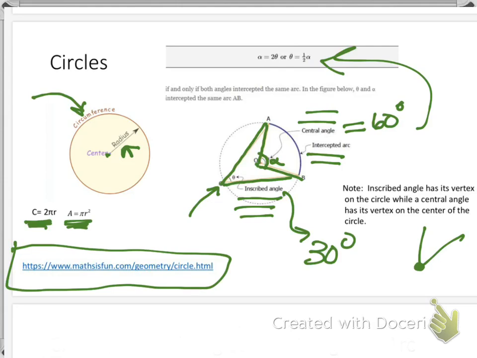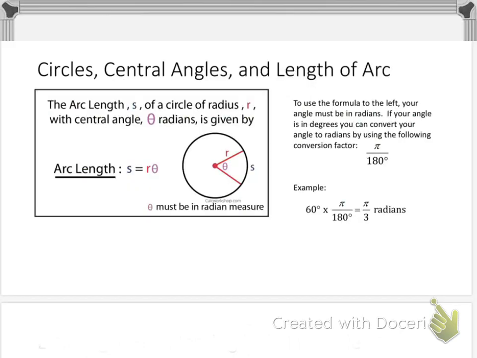Okay, 3 more slides and this is history. Okay, couple of more things about circles. So the arc length. So this arc length right here is called S. Okay, so the arc length S of a circle with a radius of R and a central angle of theta is given by this equation. So the arc length equals the radius times theta.